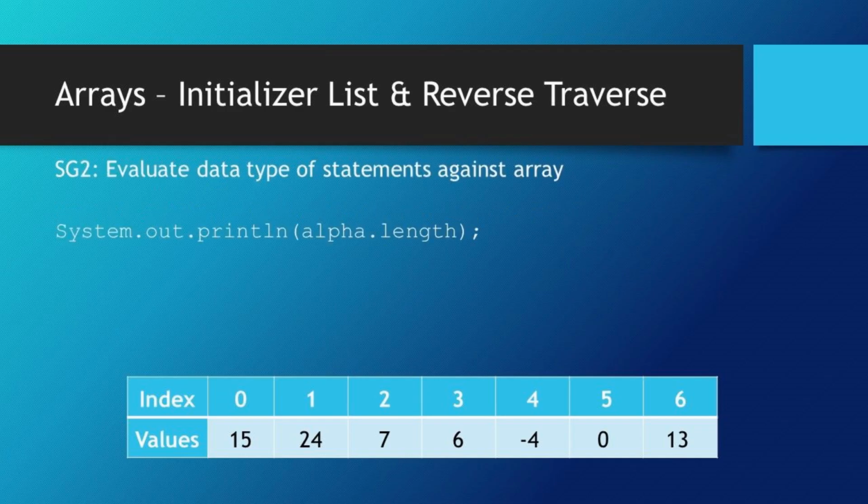For subgoal 2, we evaluate the data type of statements against the array. The first statement to evaluate is System.out.println alpha.length. This statement will print 7 because the length of the array is 7.